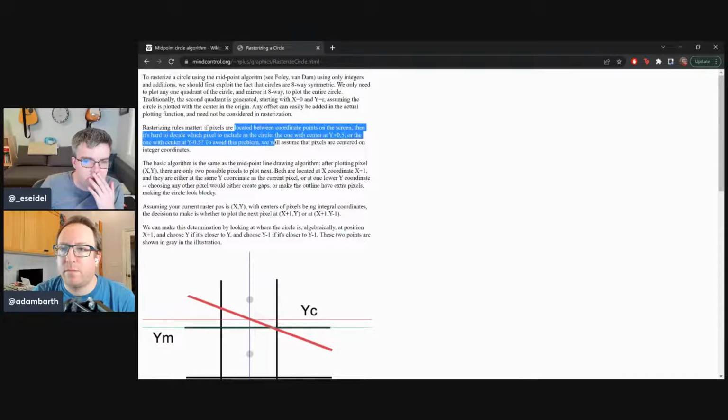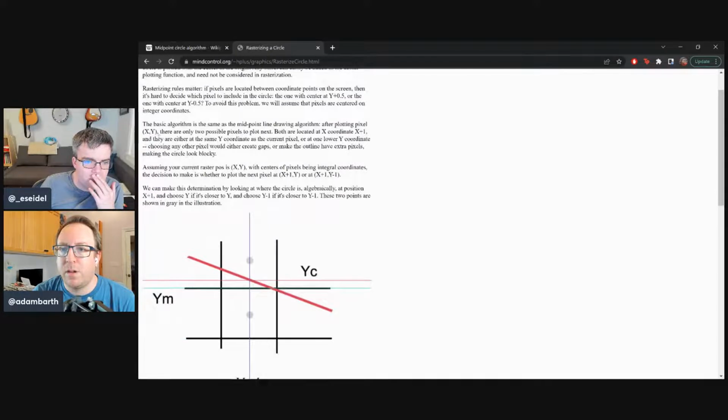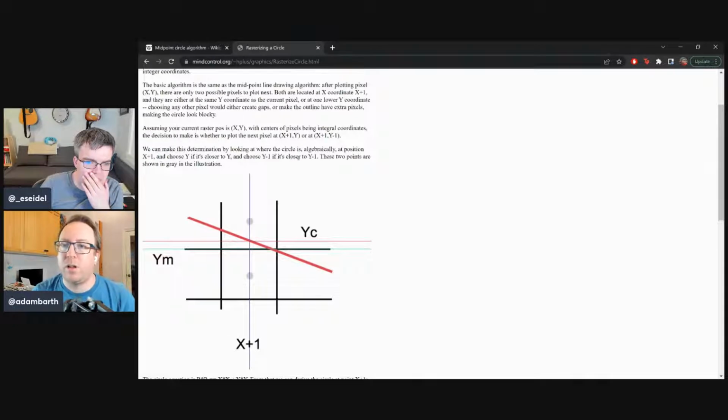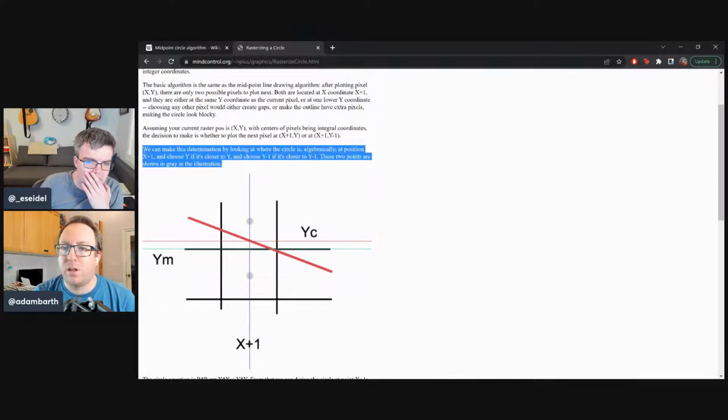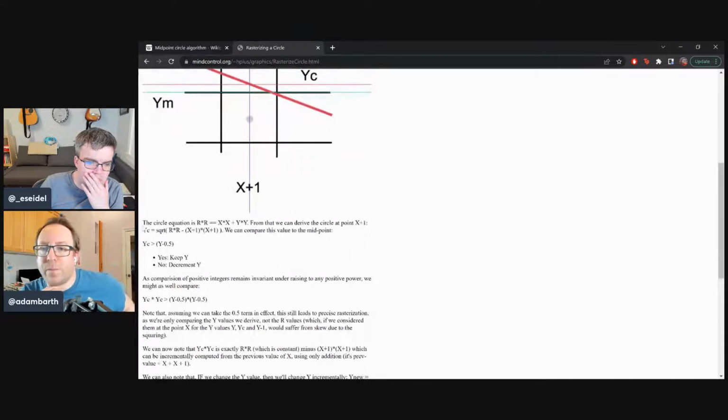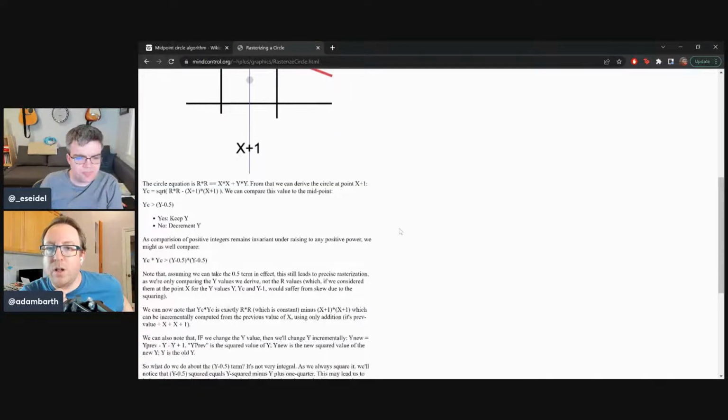Rasterizing rules matter. Pixels are located between coordinates. Where the circle is algebraically, position x plus 1. Okay, that makes sense. The circle equation is that. I got that. From that we can derive the equation of point 1 is r squared minus x plus 1 squared. So that y candidate makes sense.